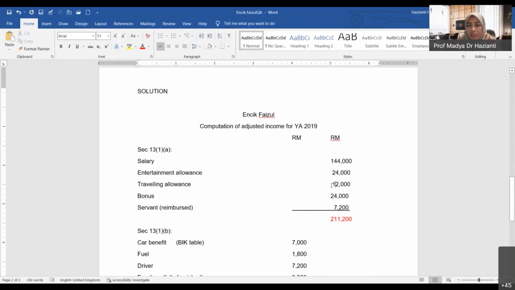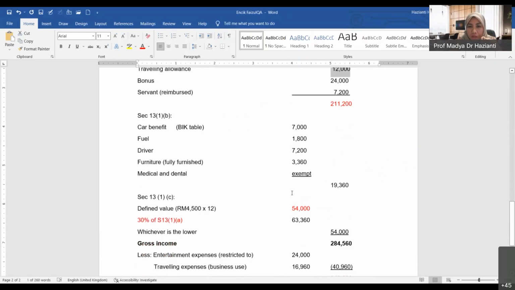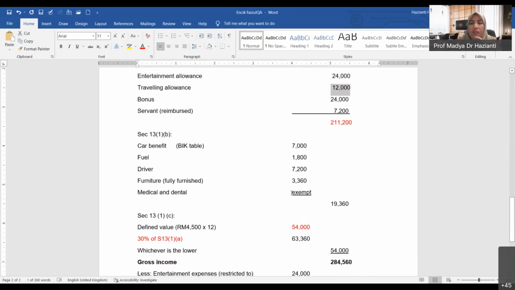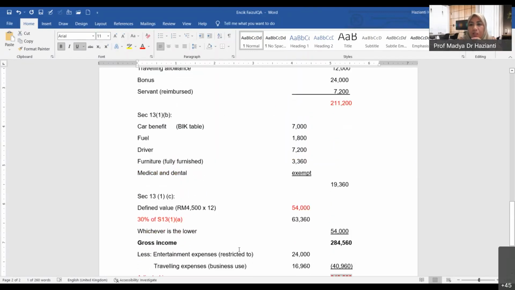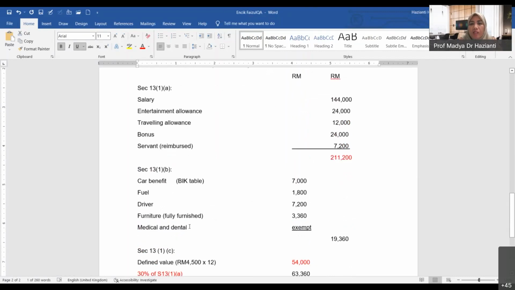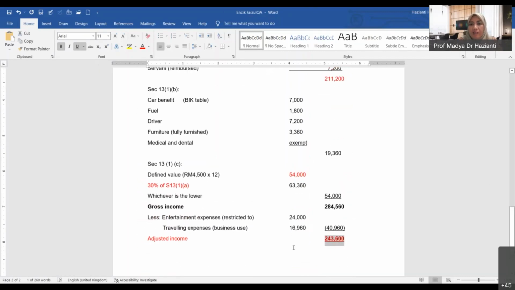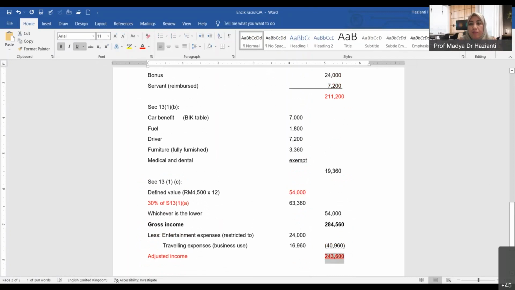But travelling tak. Travelling walaupun dia dapat 12,000, what happen is that he gets 12,000 travelling allowance but he spend more. Betul? More tapi untuk business use. So, kita boleh tolak semua. Because ini untuk business use. So, tolak dapatlah adjusted income of 243,600. Okay, any question tak? You really have to digest, especially soalan yang macam ni lah. Ada allowance, ada expenses. This one pun I can share nanti the solution.